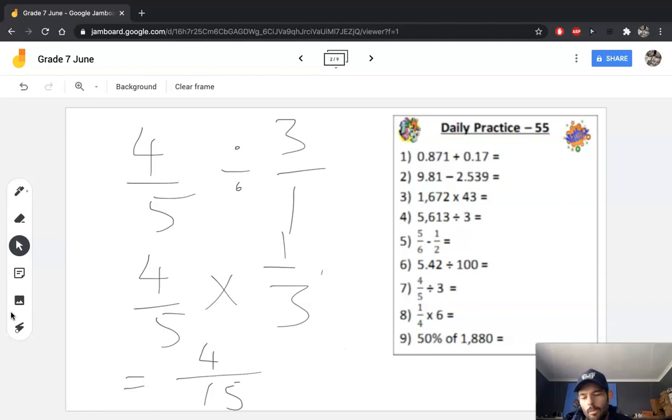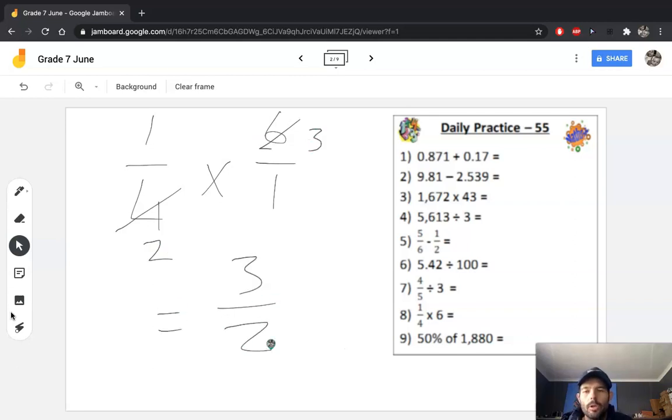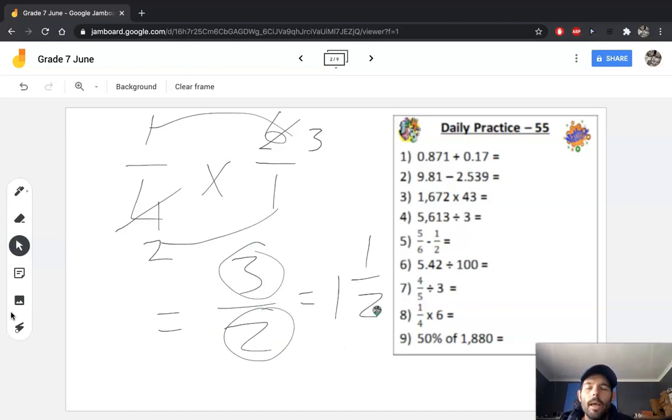Question 8 is a quarter multiplied by 6. So you can either do it normally. So a quarter multiplied by 6 over 1. Okay, and here we have, let's just wait for it to come up. There we go. Here we have the potential to cancel out diagonally because 4 and 6 are both even. So we can divide both by 2. And now we're going to be left with 3 over 2 because 1 times 3 at the top is 3. 2 times 1 at the bottom is 2. And you can either leave that as an improper fraction or you can write it as a mixed number, 1.5.